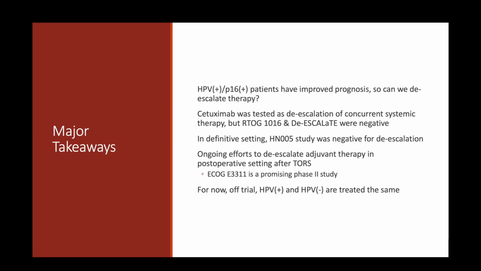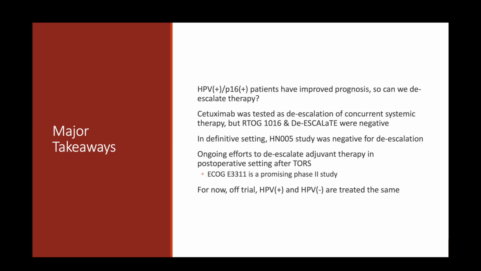That was a lot of data there at the end. So just to summarize some of the big takeaways here, we saw from that secondary analysis of RTOG 0129 that P16 positive patients really have an improved prognosis, significantly improved overall survival and progression-free survival compared to their P16 negative counterparts. And so this led to the question, can we de-escalate therapy for these patients? Do we need to be as aggressive as we are with our P16 negative patients?